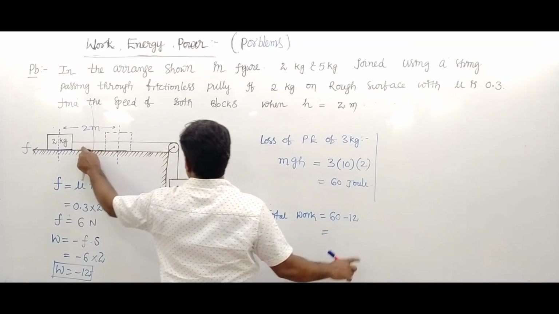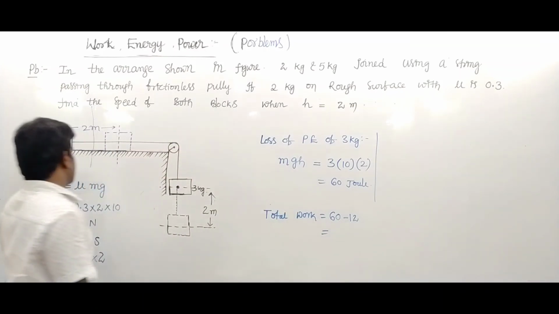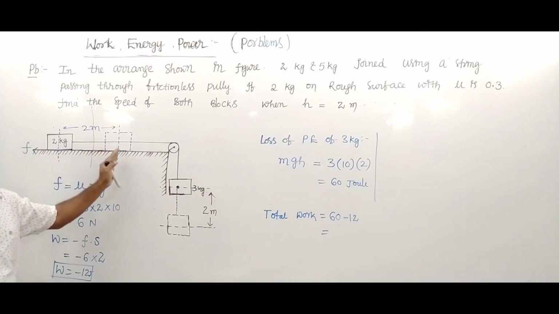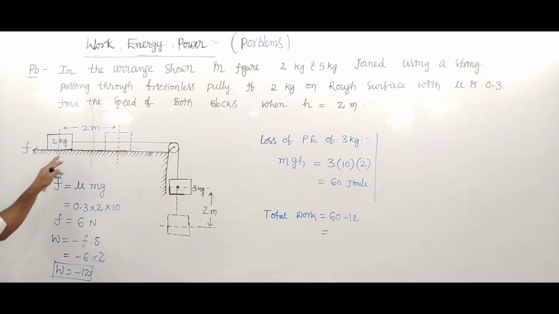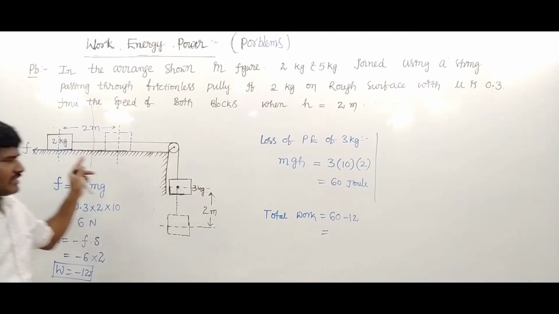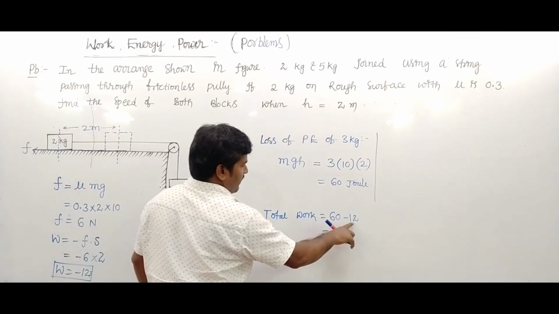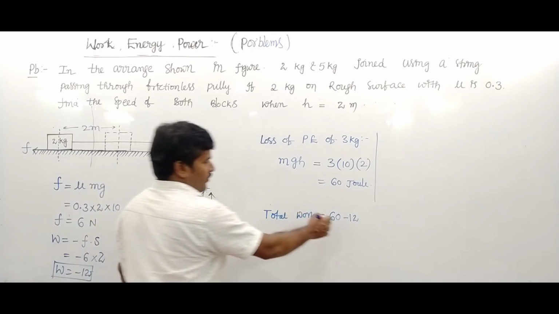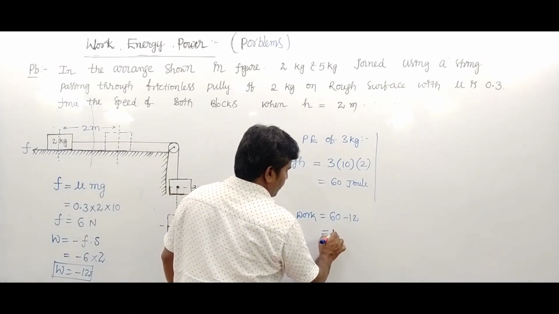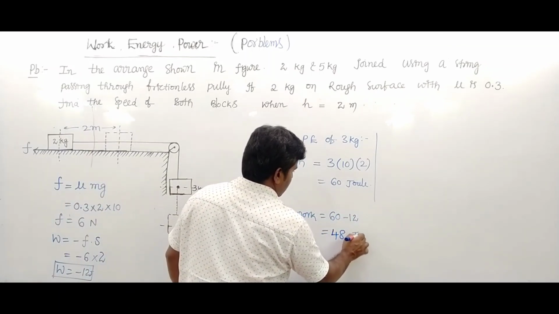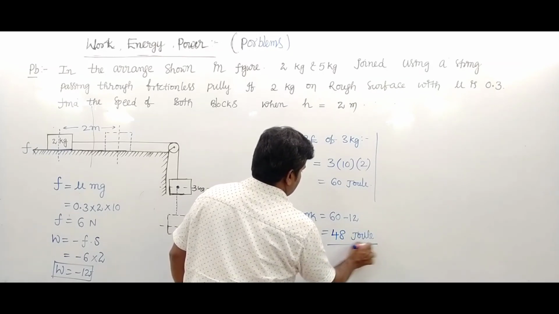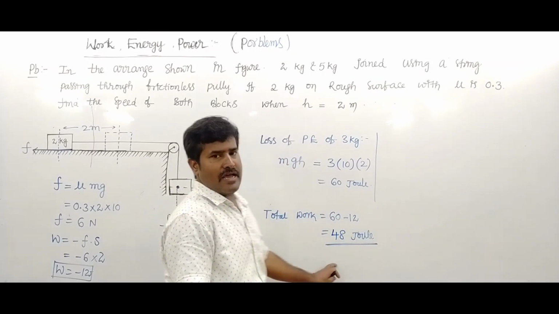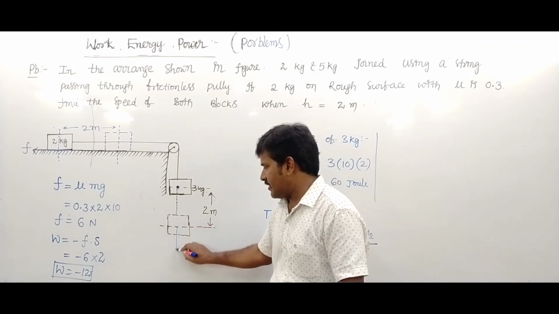Friction always opposes the motion of the body. Friction always decreases the energy. That means it converts the work into another energy form, which is heat energy. Its value becomes 48 joule. This is the total. This 48 joule is utilized to set the two blocks in motion.